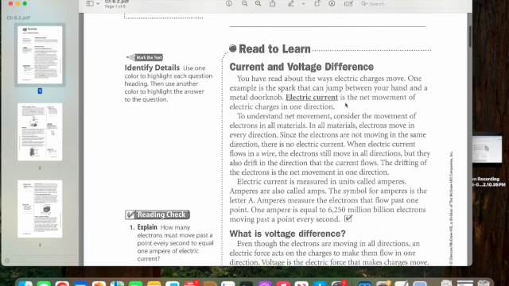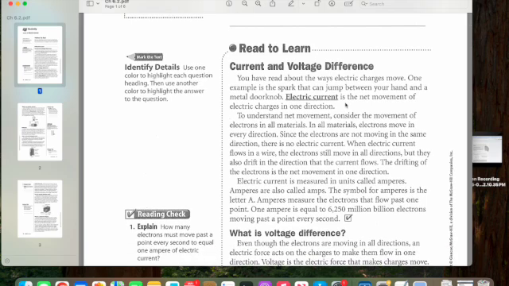Okay, similar to last time, we're going to highlight as we go some of the main things, and I'll point those out to you. There's quite a bit more in here. So here we go. Current and voltage difference. You have read about the ways electric charges move. One example is the spark that can jump between your hand and a metal doorknob. And we'll highlight this. Electric current is the net movement of electric charges in one direction.